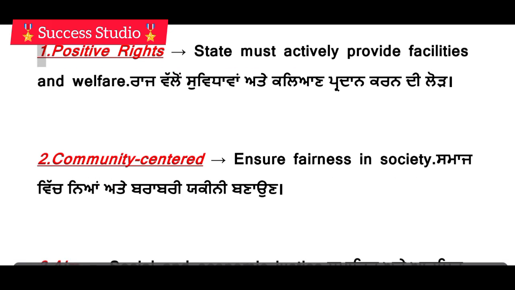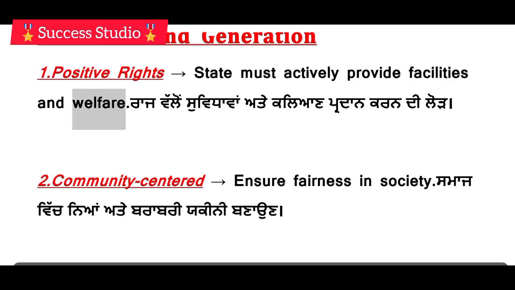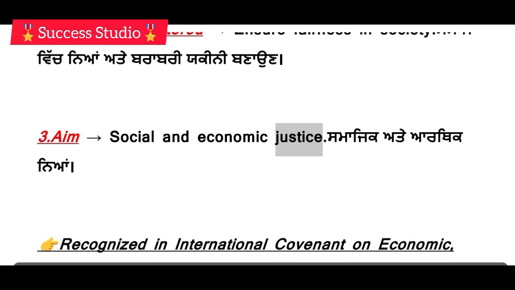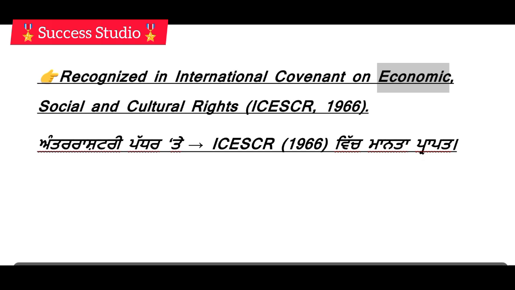1. Positive rights. The state must actively provide facilities and welfare. 2. Community-centered. They ensure fairness in society. 3. Aim: social and economic justice. Recognized in the International Covenant on Economic, Social, and Cultural Rights, ICESCR, 1966.